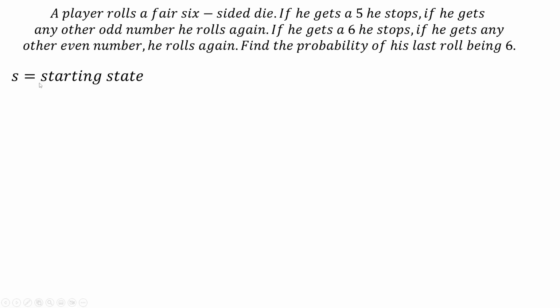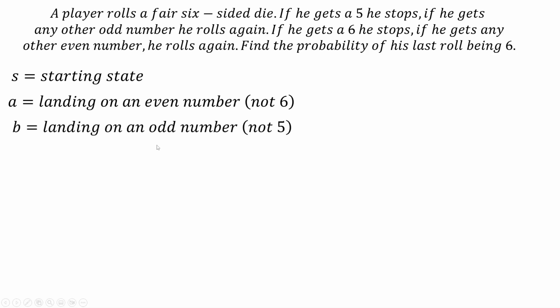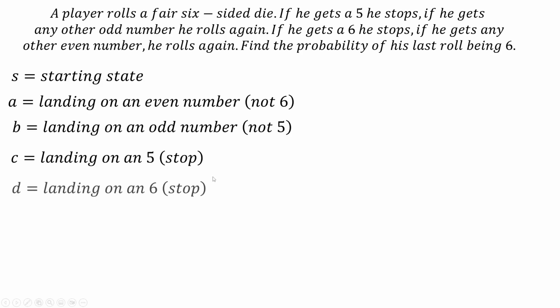Okay, so we can either be at the starting state, in which case we've not rolled at all, and okay, what's the next state? We could land on an even number. So our next state could be currently being on an even number, and not including 6, because that would be the stopping condition. Another state could be us just currently being on an odd number, excluding 5, because 5 is the stopping condition. Another state could be landing on a 5, which is one of the stopping conditions. And another state could be landing on a 6, which is just another stopping condition.